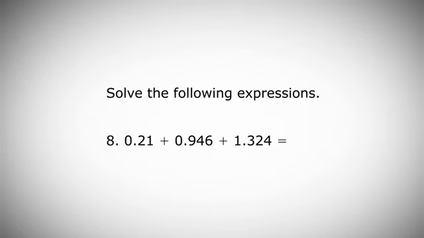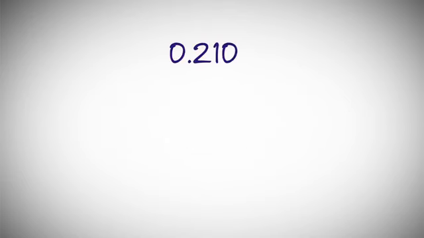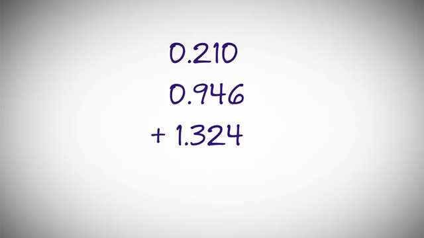Let's take a look at example number 8. This example contains only decimal numbers, and we're supposed to solve the following expression: 0.21 plus 0.946 plus 1.324. The trick here is to line up your decimal points and then add each number in its column from right to left. So in our first column, on the right-hand side, we have 0 plus 6 plus 4, which is 10. Write down the 0 and carry the 1.